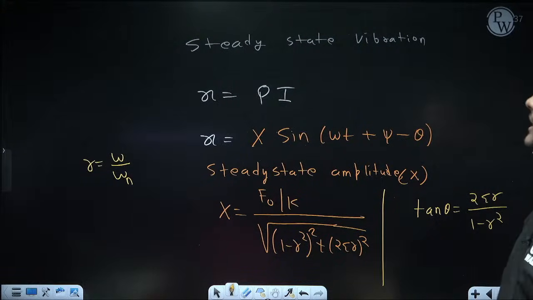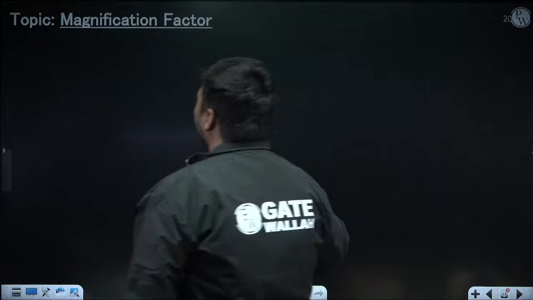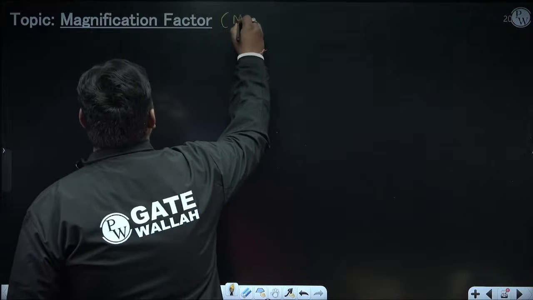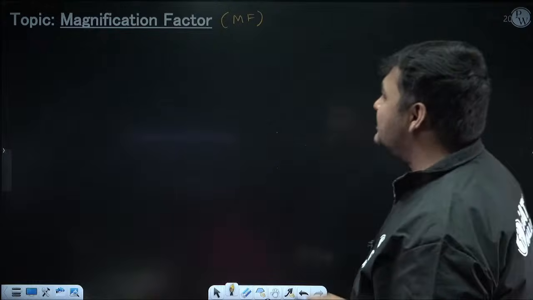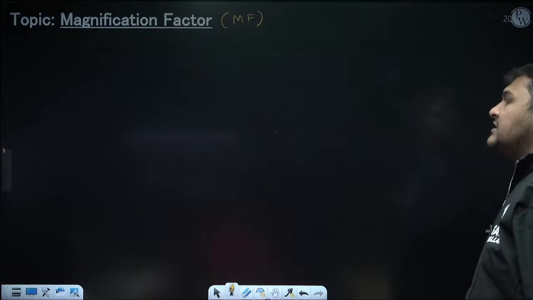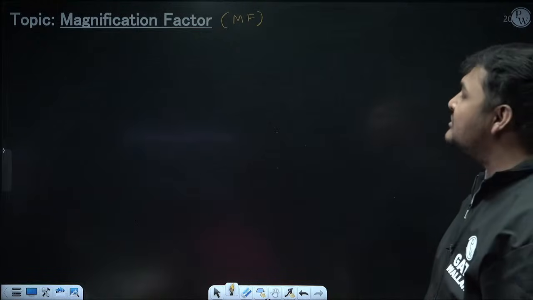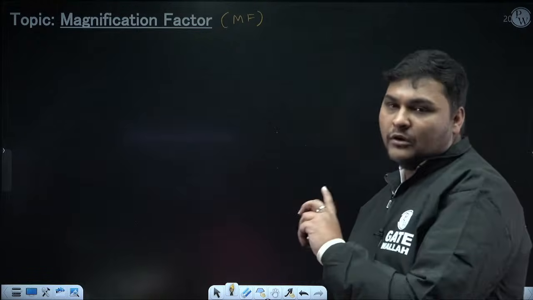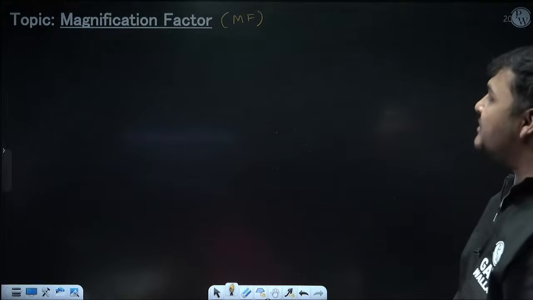Now we'll solve some numericals, but before that, in forced vibration, one more important concept comes, which is the concept of magnification factor. In short, I am writing MF. So first I am defining this MF. Generally numericals come from this MF, but some questions come related to the graph of MF also, which I will draw, don't worry. So I will discuss that graph also. But what is magnification factor?